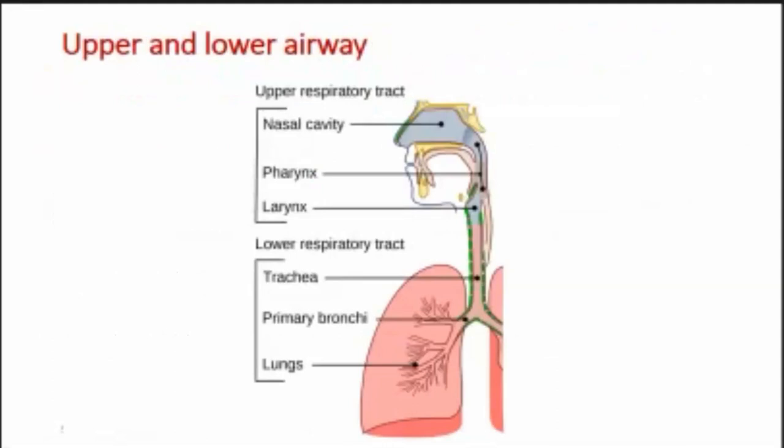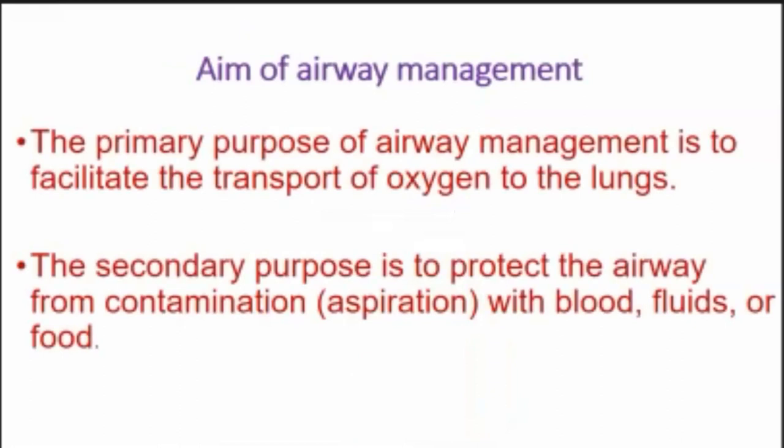So for me, the topic is upper and lower airway. The upper airway we know is up to the larynx. Below the vocal cord starts the lower airway. We should be able to manage upper and lower airway and help during resuscitation. The primary aim of airway management during CPR is to facilitate oxygen to the lungs, to the blood, to the cell, because life is the flow of oxygen. And a secondary purpose is that the airway can help in prevention of aspiration and contamination.